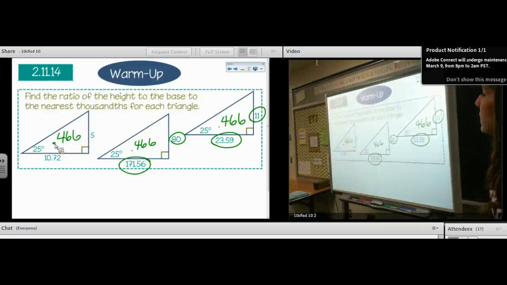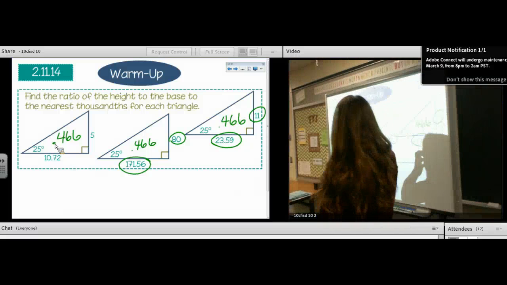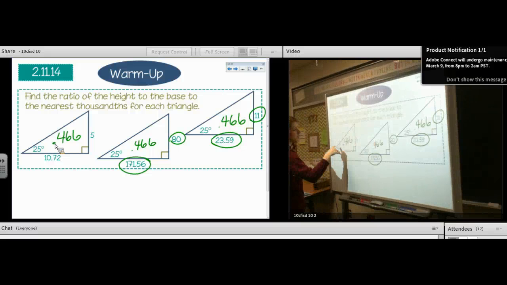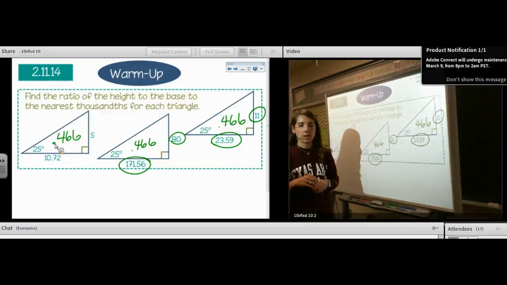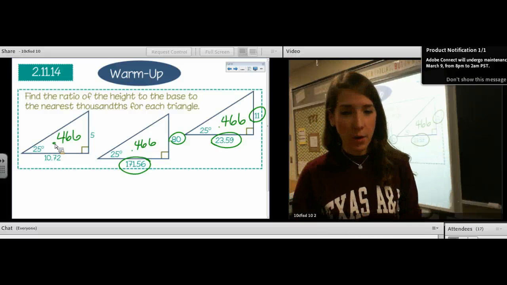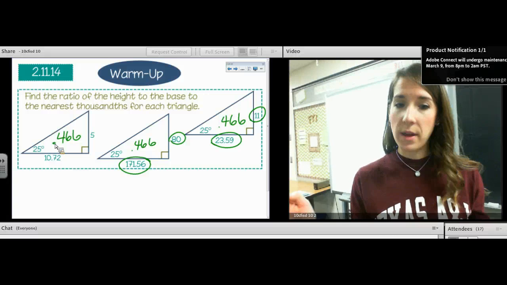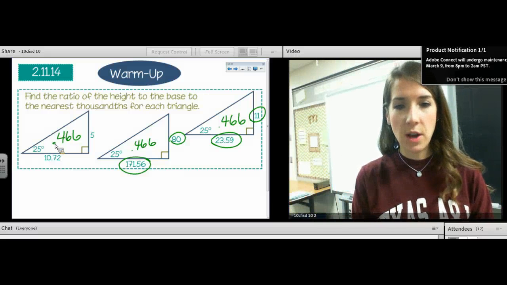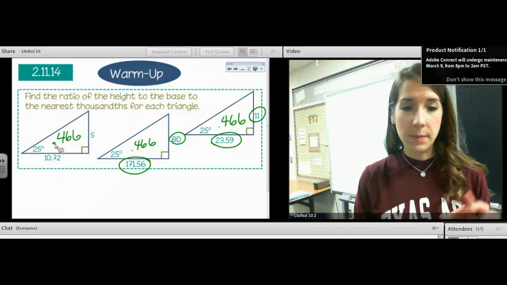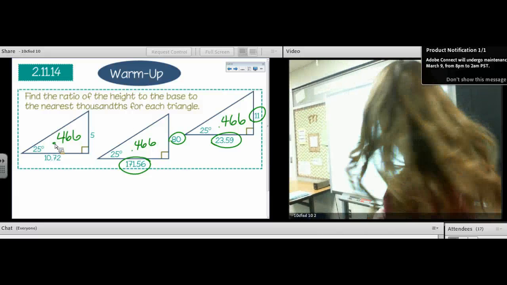So each time we divided the height by the base, we got the same decimal when you round it to the nearest thousandths. They weren't always perfectly the same decimal all the way through, but when you round to the nearest thousandths, you got 0.466 each time. This makes no sense right now, but we'll come back to it.